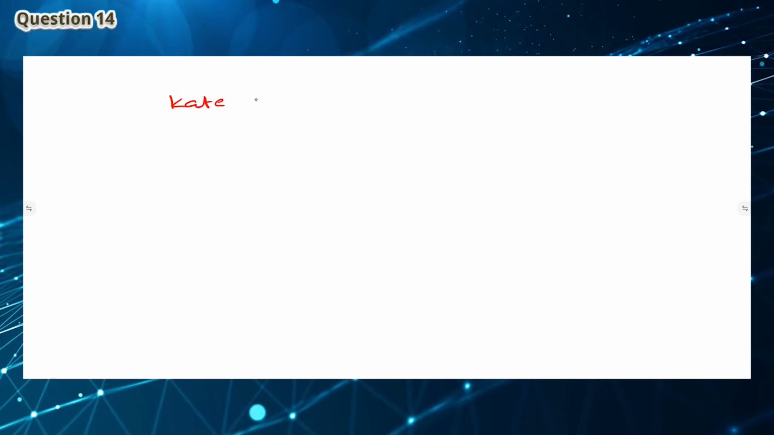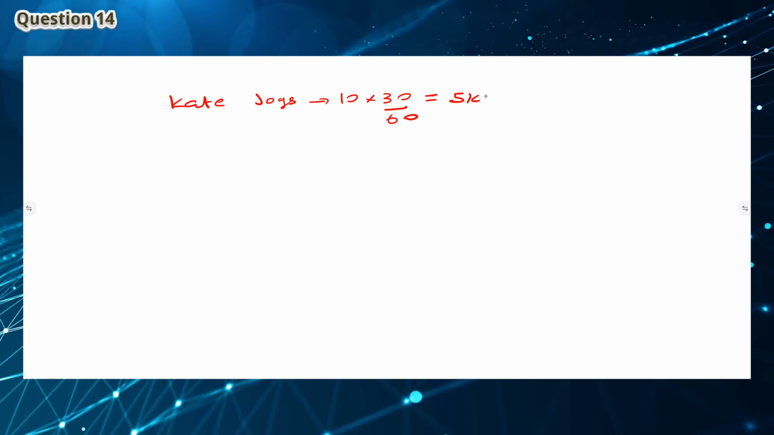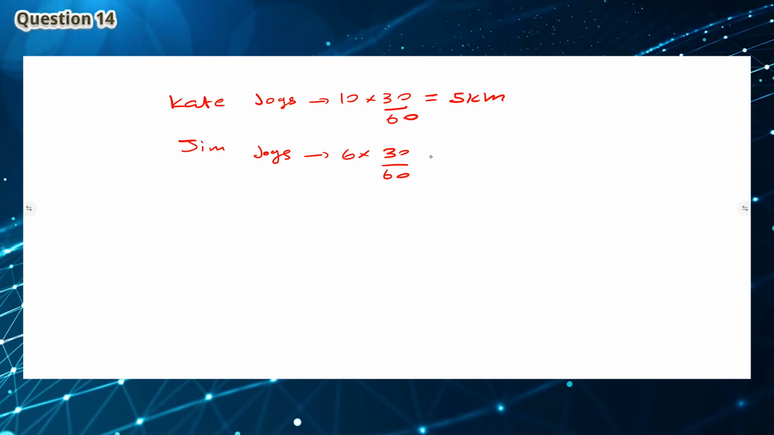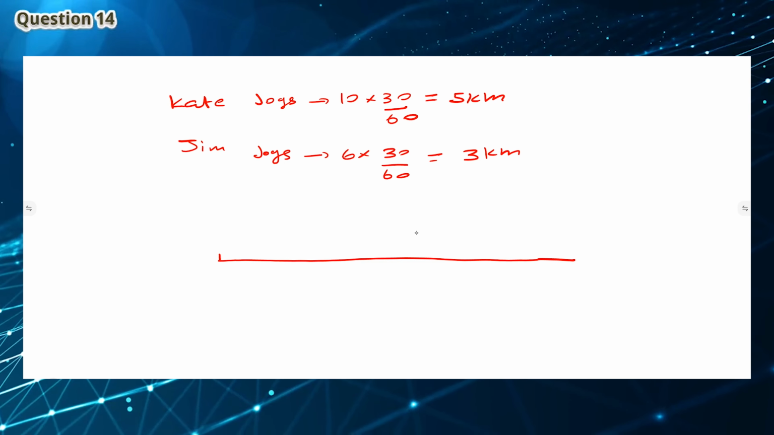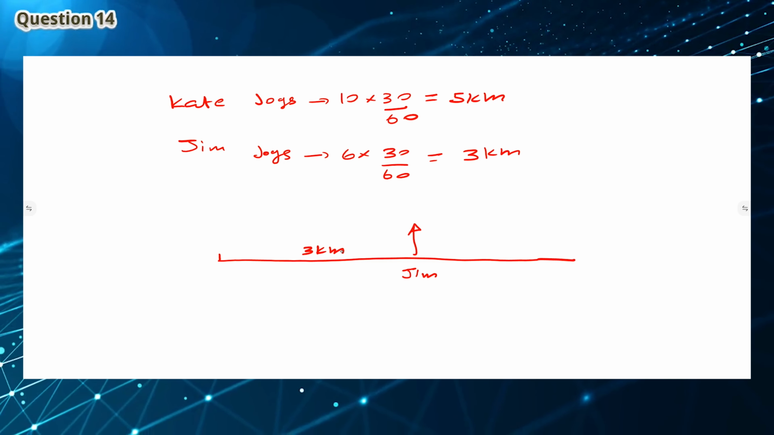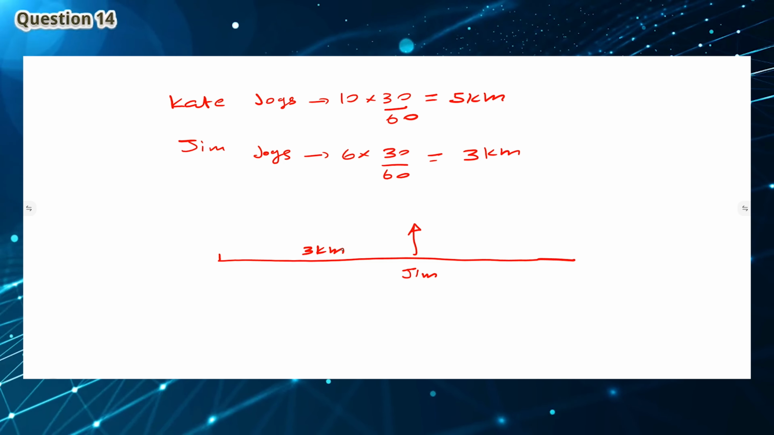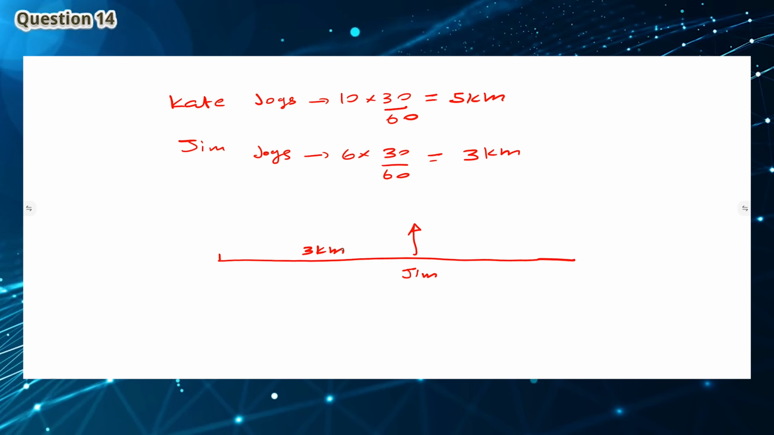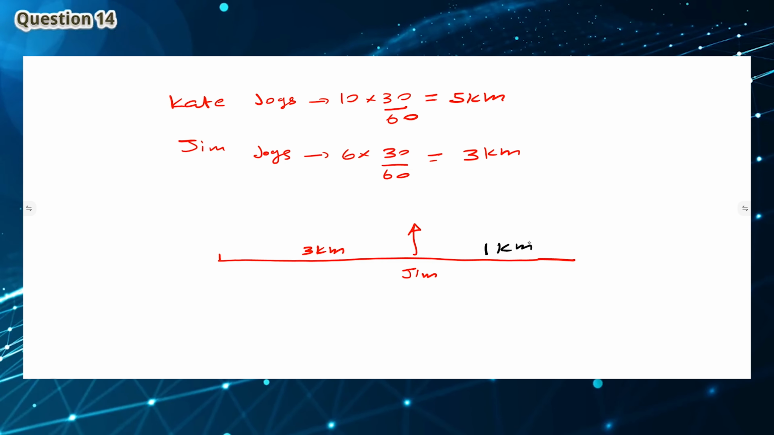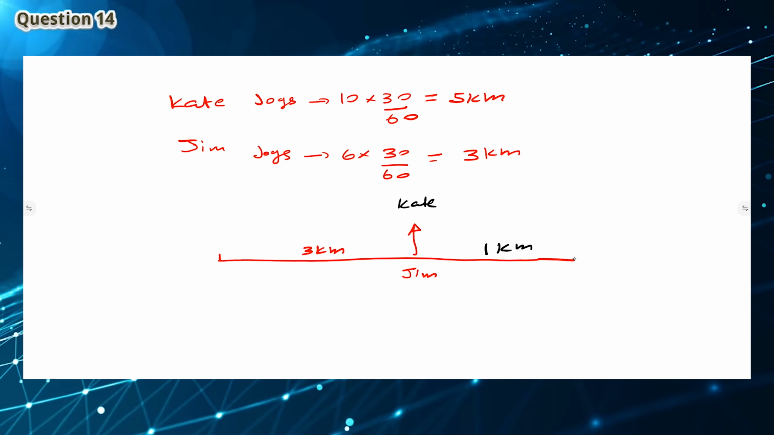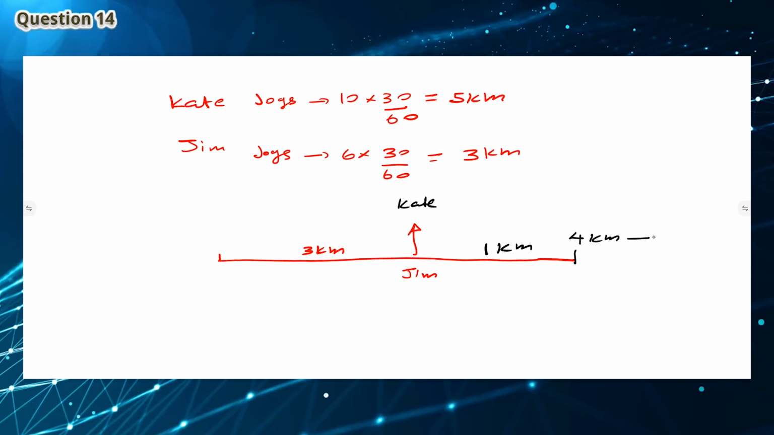In 30 minutes, Kate will jog 5 kilometers while Jim will walk 3 kilometers. So Kate must have turned at the end of the beach and met Jim on her way back, traveling an extra 2 kilometers. So they met 1 kilometer from the end of the beach, and the beach is 4 kilometers long. So the answer is B.